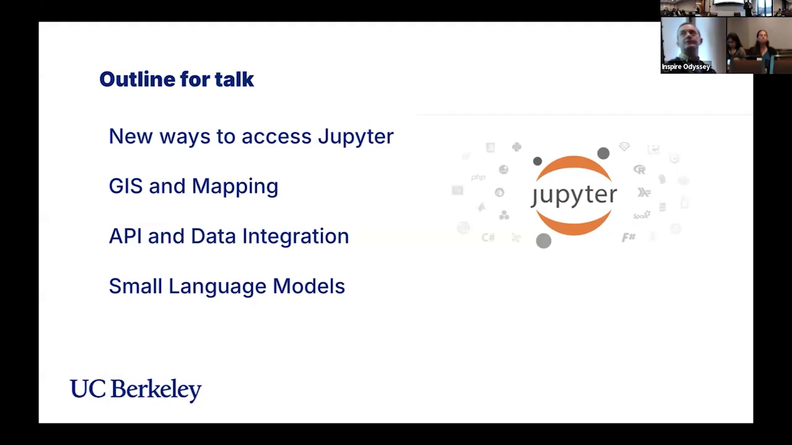Then I'm going to show some examples of GIS and mapping. I'm going to show some examples of APIs and pulling the data directly in, so this idea of live data that I'm pretty into. And finally, at the end, the idea of using small language models in Jupyter that I'm pretty excited about.